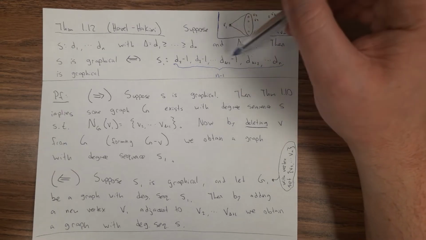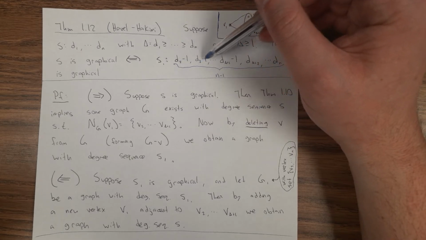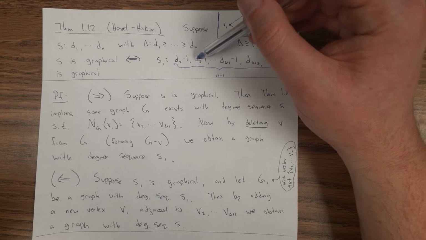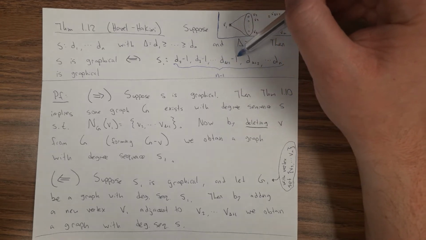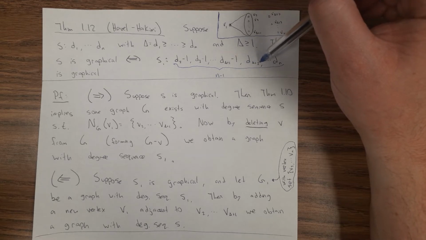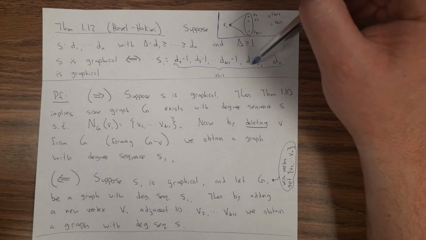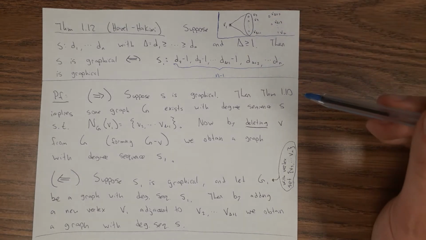Also, what's the deal with these minus 1s? Some of these have a 1 subtracted. Starting at D2, we subtracted 1, and then going all the way up to D sub delta plus 1. But then I don't subtract 1 after that. The next degree is just whatever it was before. It's D sub delta plus 2, D sub delta plus 3, all the way up to Dn.